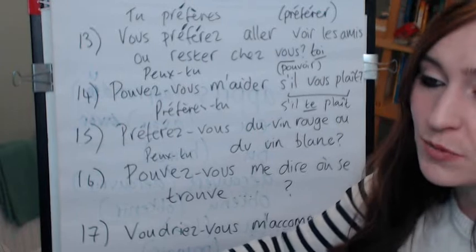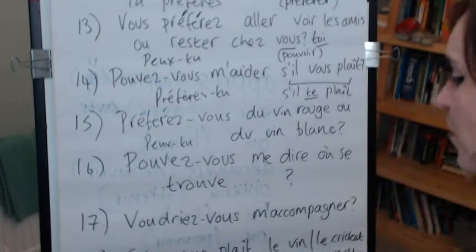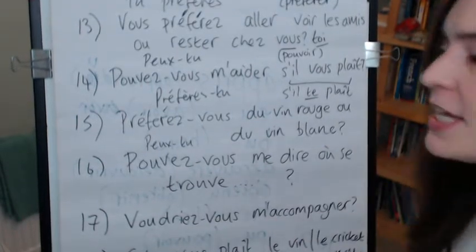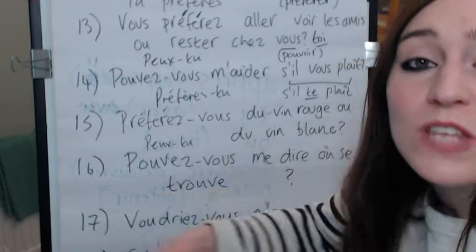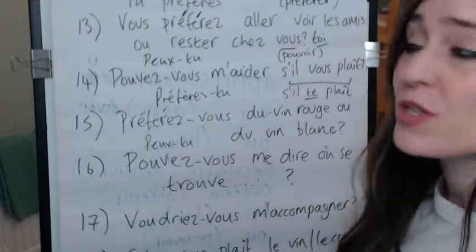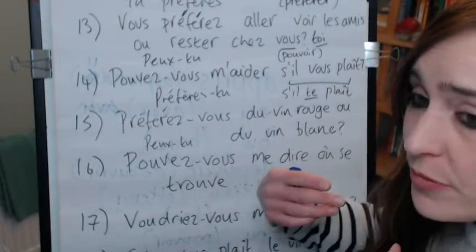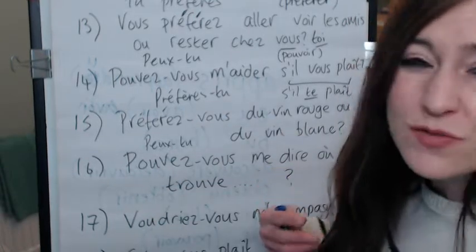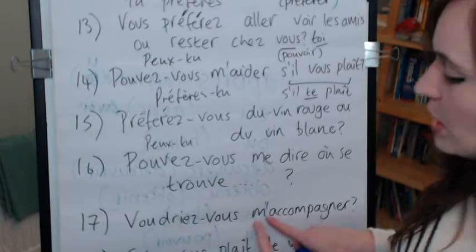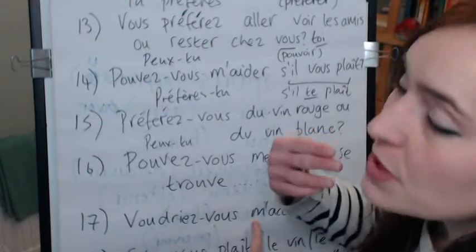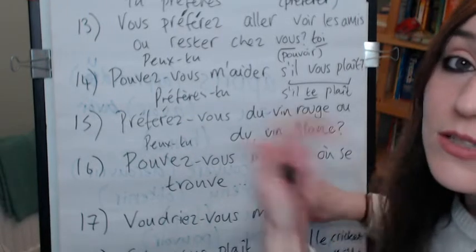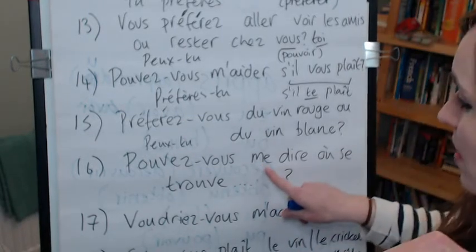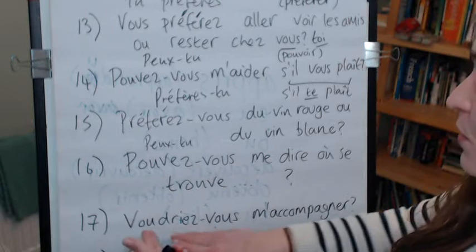Okay, the last couple of ones. Let's see what we've got here. Voudriez-vous m'accompagner? That's a nice one. Accompagner means to go with or to join. It's a really useful one. Do you want to come with me? Do you want to join me? Do you want to accompany me? And we've got the little me, an object pronoun before it, which means me. It's the same as me dire, tell to me. That's an indirect object pronoun there.